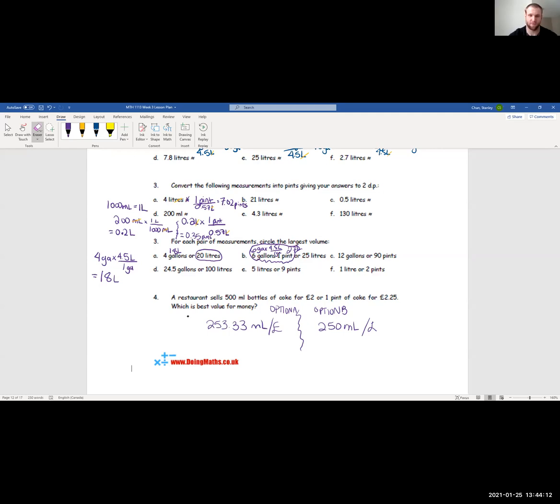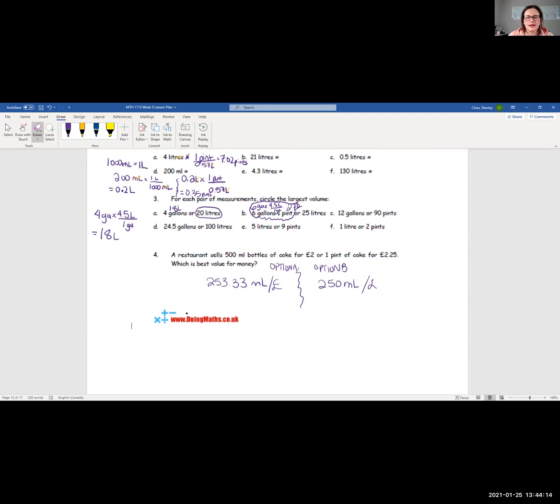So the way I would tackle this question if I was doing this is I would have done dollars per milliliter, or pounds per milliliter. So it would have basically been like this. Oh, whoops, that's not the way I wanted to write that. I wanted to write it like this. So 2 pounds per 500 ml.